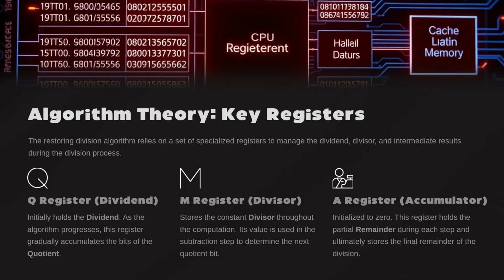The theory behind restoring division. The algorithm uses three registers. First one, Q register. This holds the dividend and gradually forms the quotient. M register. This permanently stores the divisor. A register, or accumulator. This starts at 0 and stores the partial remainder after each step.